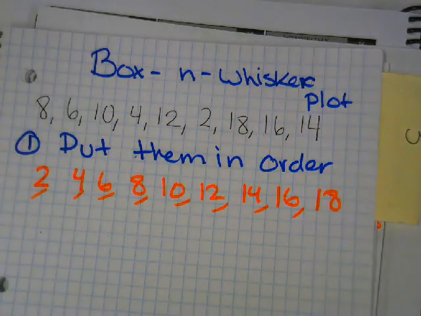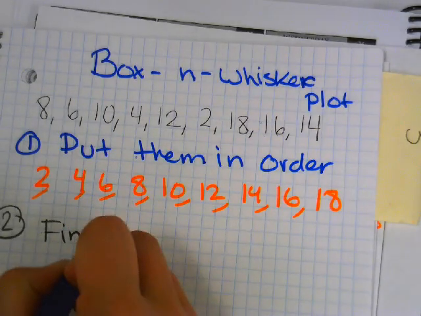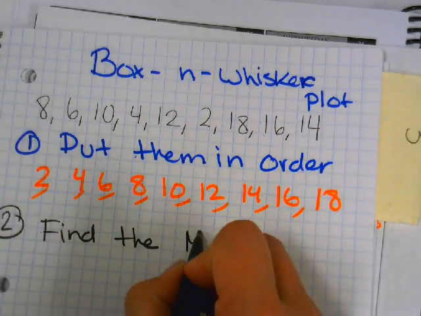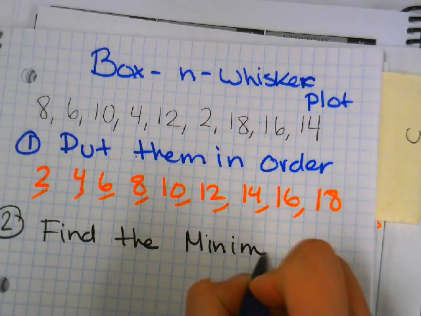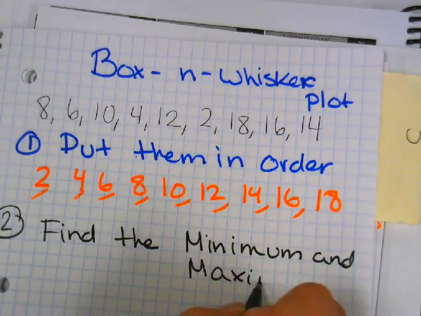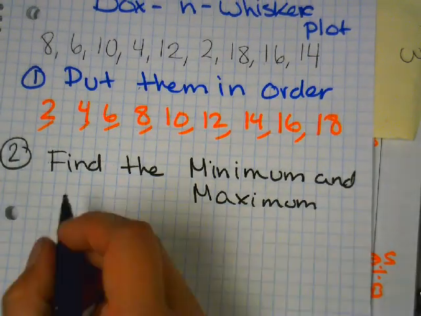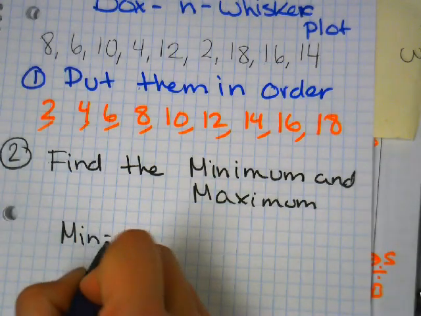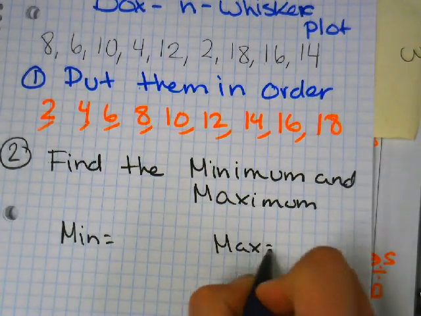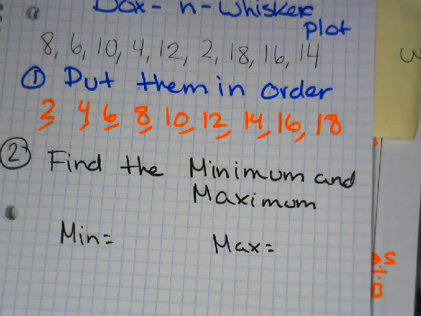Second thing you have to do is find the minimum and maximum number. Find the minimum and maximum. We can abbreviate min and max. This is really hard math, guys. Really, really hard math. I know.